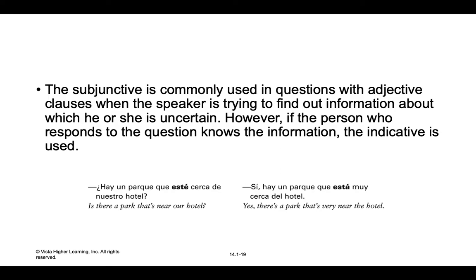Commonly, you use the subjunctive when you're asking a question because you still don't know whether it's reality or not. So, for example, if you say, ¿hay un parque que esté cerca de nuestro hotel? So you're wondering if there's one near our hotel. And the answer, you know there's one, so you're gonna use the indicative. So you know it exists. So you're gonna say, sí, hay un parque que está muy cerca del hotel.